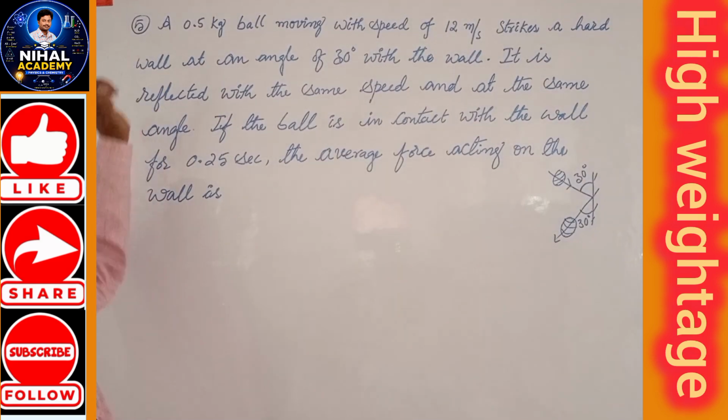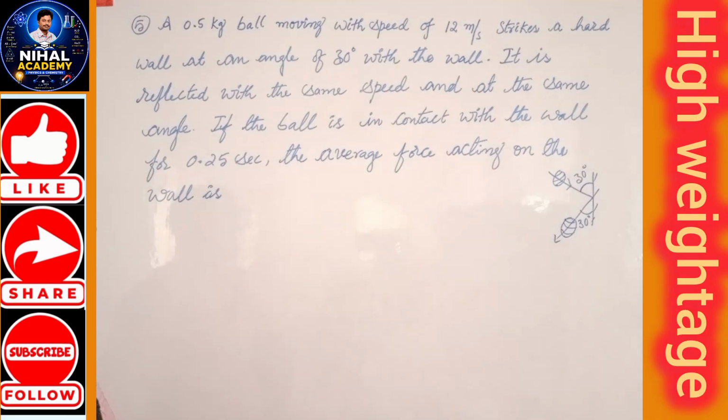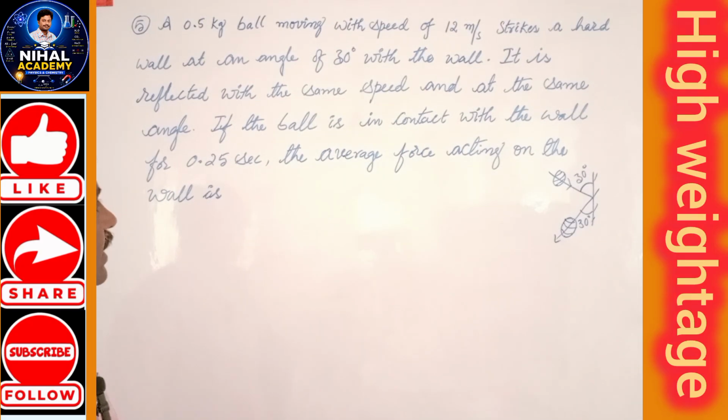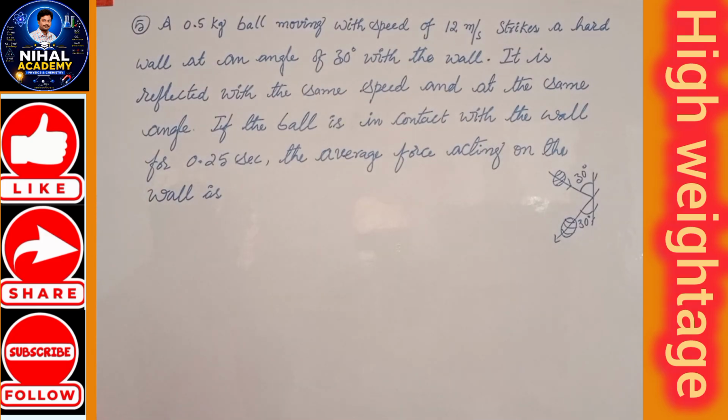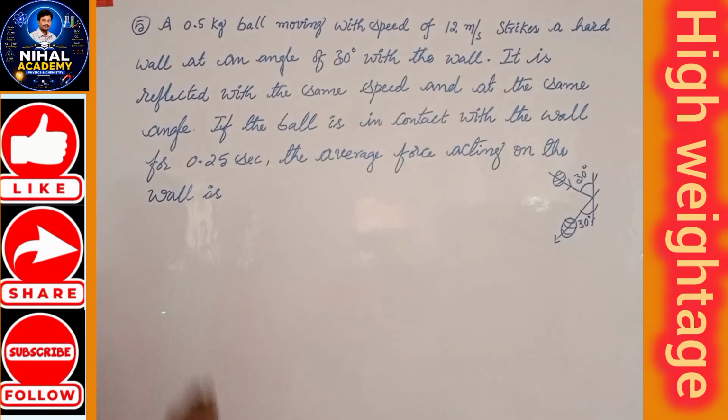Now also the fifth question. A 0.5 kilogram ball moving with a speed of 12 meter per second strikes a hard wall at an angle of 30 degrees with the wall. It is reflected with the same speed and at the same angle. If the ball is in contact with the wall for 0.25 seconds, the average force acting on the wall is?